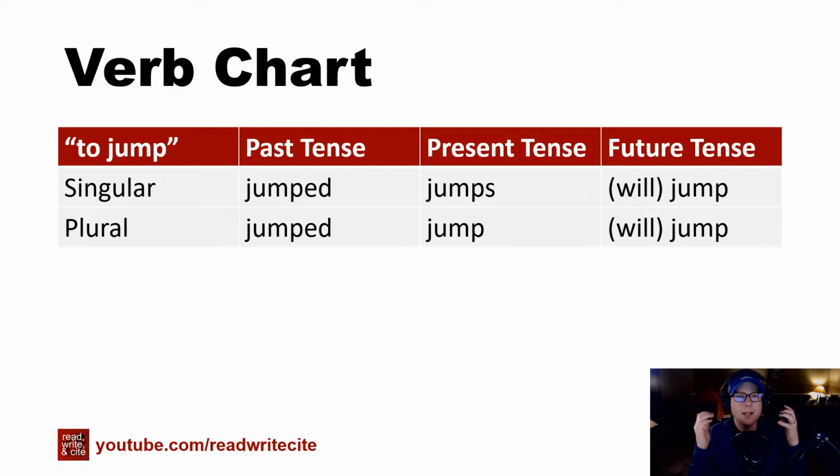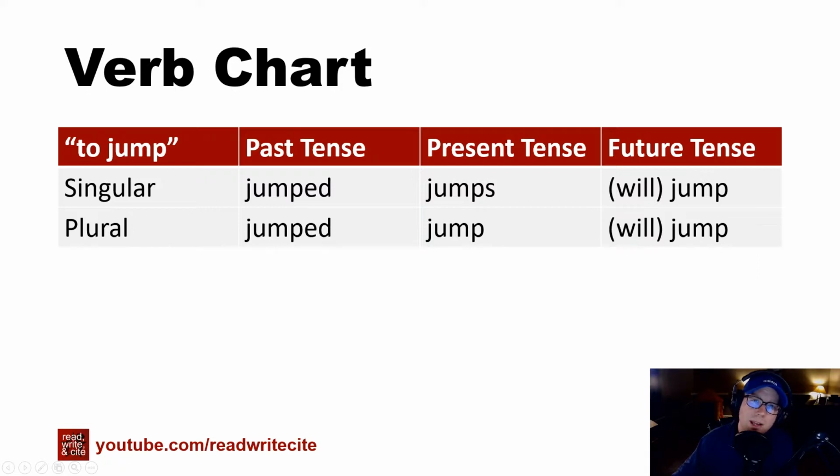Okay, so I've got a sample verb chart here. This is pretty standard. You're going to see that there are 6 different versions of the verb to jump. When you have the word to in front of a verb, we call it the infinitive, or the basic, standard, unchanged version of the verb. And if it's a regular verb, meaning it follows all the rules and there aren't any exceptions, then this is what it's going to look like. You're going to have singular versions of the verb and plural versions of the verb.